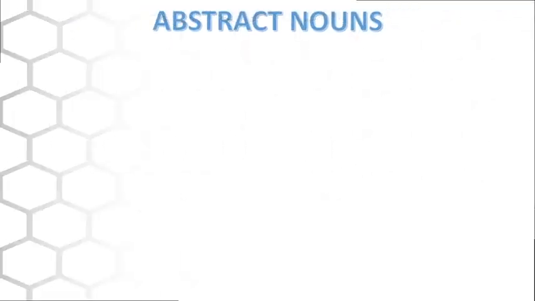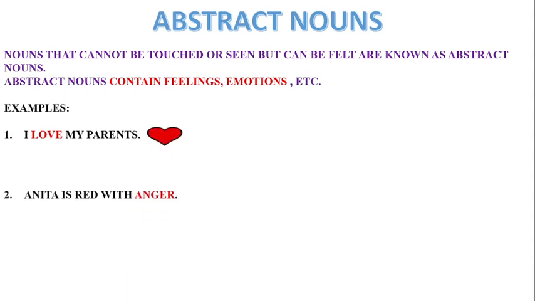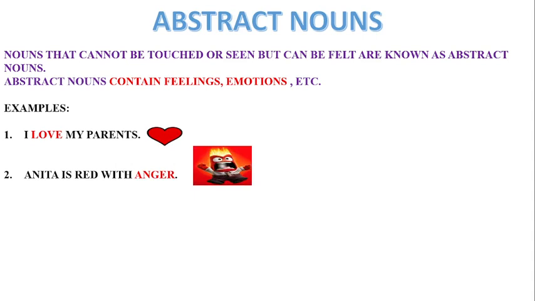Let's move on to abstract nouns. Abstract nouns are nothing but feelings which cannot be seen or touched. Okay, example, I love my parents. Love cannot be seen, it can only be felt. Anita is red with anger. I cannot see an angry person, but I can feel that the person is angry.